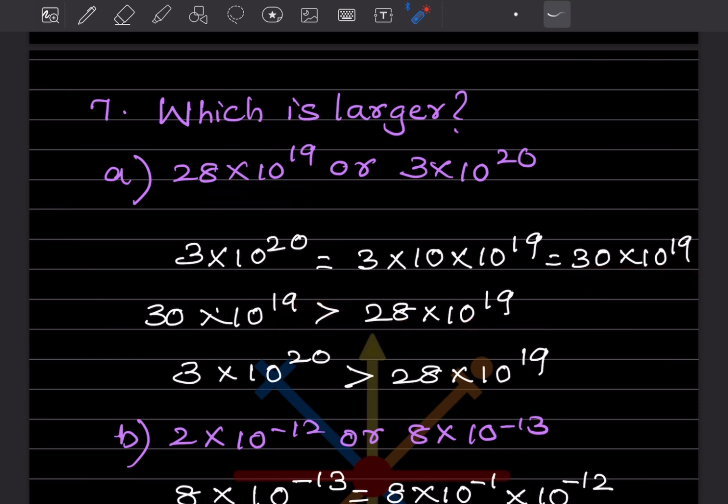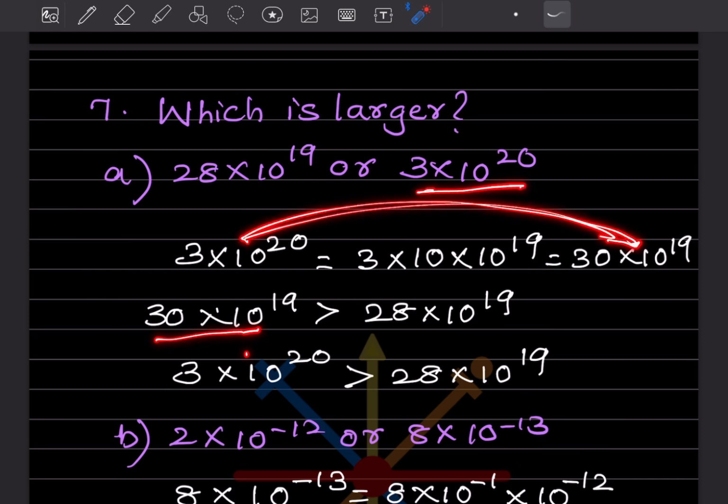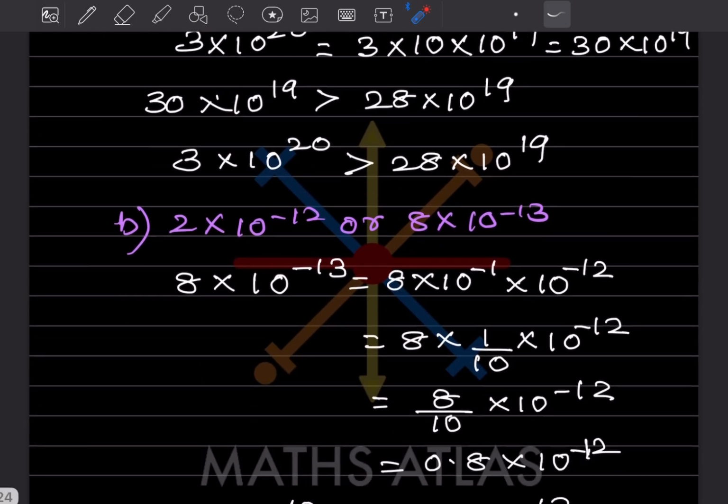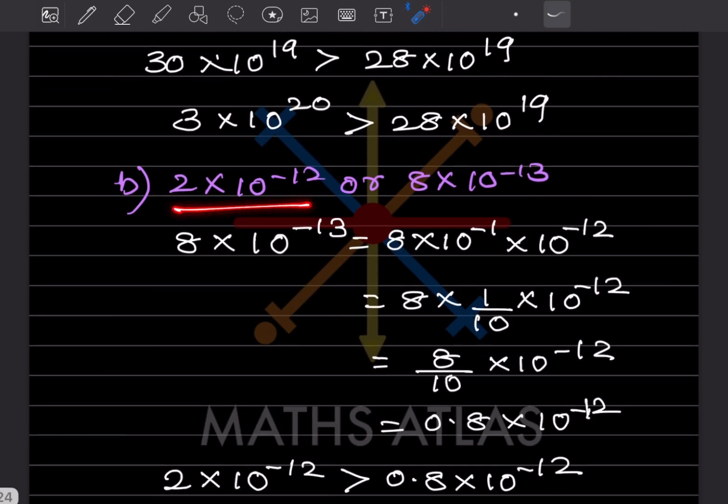But the original one is not 30, but it is 3 into 10 raised to 20. And this we got, for this one, we got this as answer. So we'll write it in the original form. So for this one, so that is 3 into 10 raised to 20 is greater than 28 into 10 raised to 19. Now we'll see between this one which is greater.